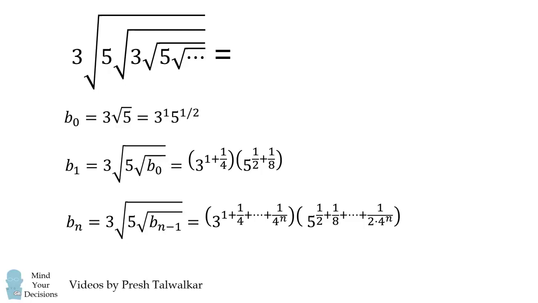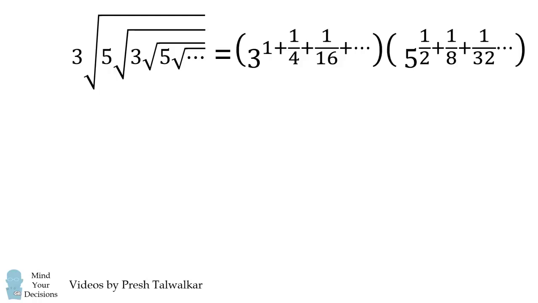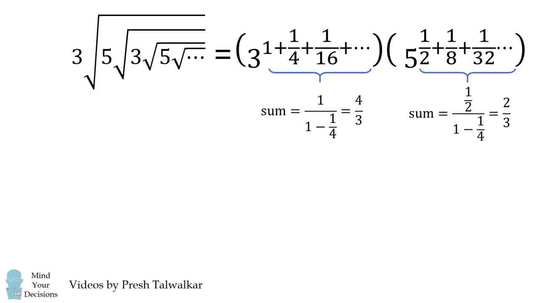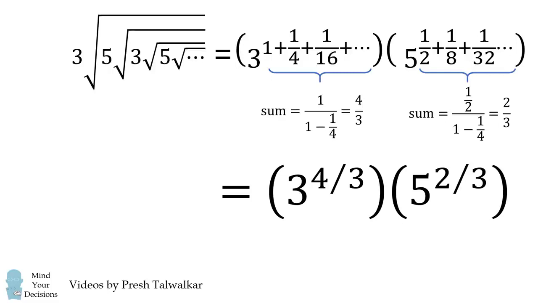And we need to multiply all of this by 5 raised to the other powers. We have 1 half plus 1 eighth and so on, where we get 1 over 2 times 4 to the n. So now, how do we solve for this value? Well, we have two convergent geometric series, and we can solve for their values. So we end up with 3 to the power of 4/3 multiplied by 5 to the power of 2/3.